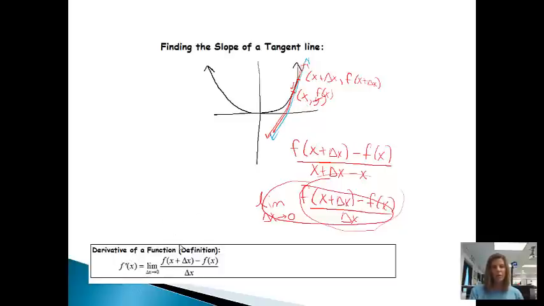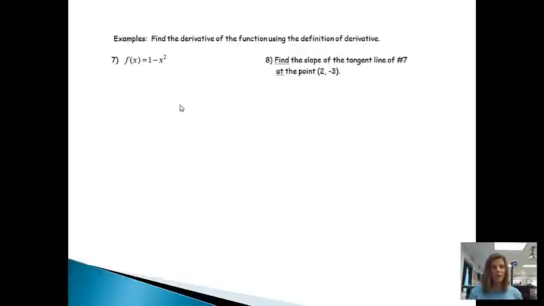So the definition of derivative is that f prime of x, remember that's just another way of saying derivative, is equal to the limit as delta x approaches zero of f of x plus delta x minus f of x, all over delta x. That probably looks a little bit overwhelming, but hopefully when we go through some examples, it will be crystal clear. Right, let's try some examples.